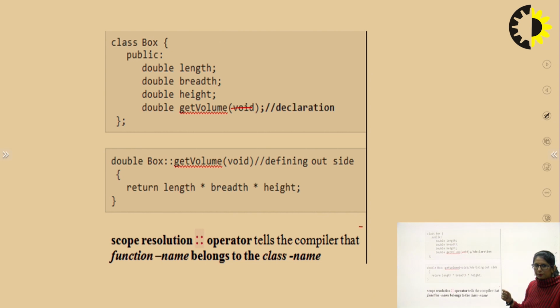variable type, right? After that, the scope resolution operator tells the compiler that the function name belongs to this class name. Like this, getVolume belongs to this class name Box.